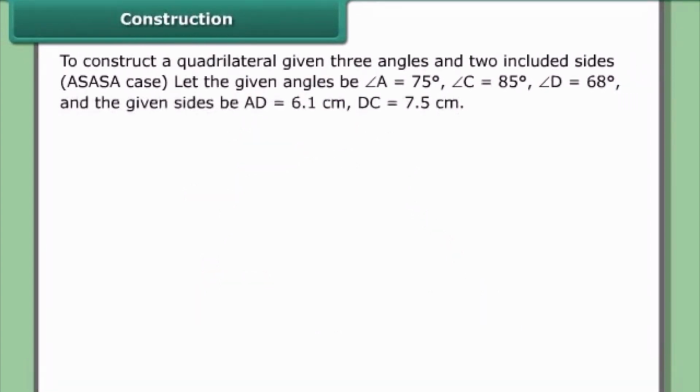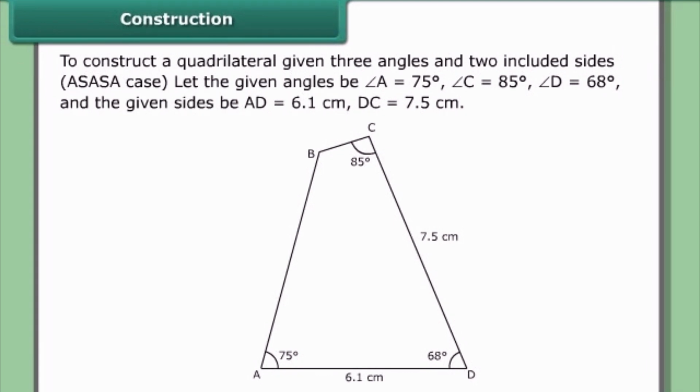Construction. To construct a quadrilateral, given three angles and two included sides, ASA case. Let the given angles be angle A as 75 degrees, angle C as 85 degrees, angle D as 68 degrees, and the given sides be AD as 6.1 cm, DC as 7.5 cm. Here also we can construct the quadrilateral directly without dividing it into two triangles.